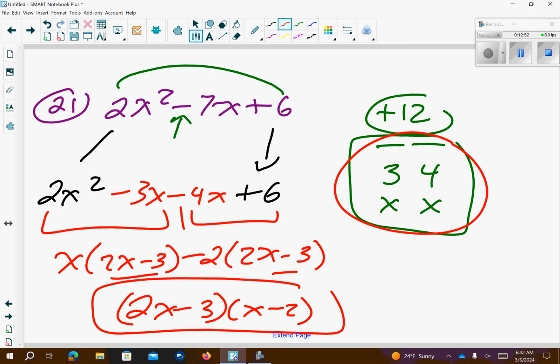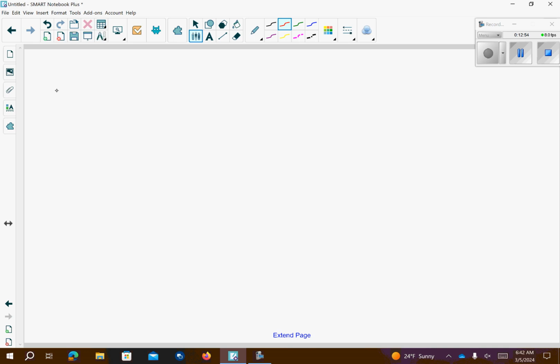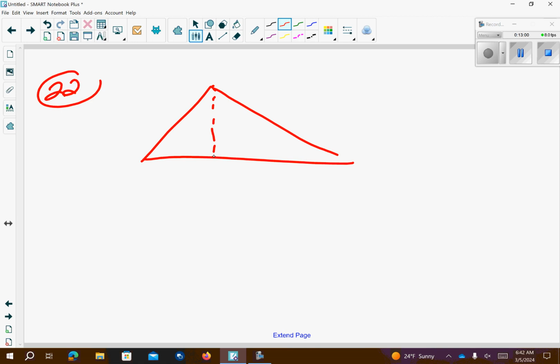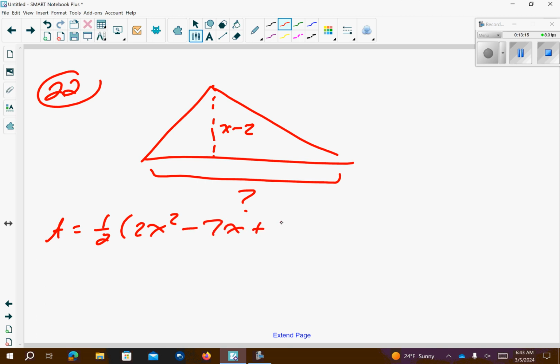All right, let's take a look at number 22. This is a tougher problem. Okay, let's take a look. So we have a triangle. They have the height, and they're saying that that's x minus 2. And we don't know what this is. That's a big question mark. But they did tell us the area is equal to 2x squared minus 7x plus 6. So they're telling us that's what the area is right now.